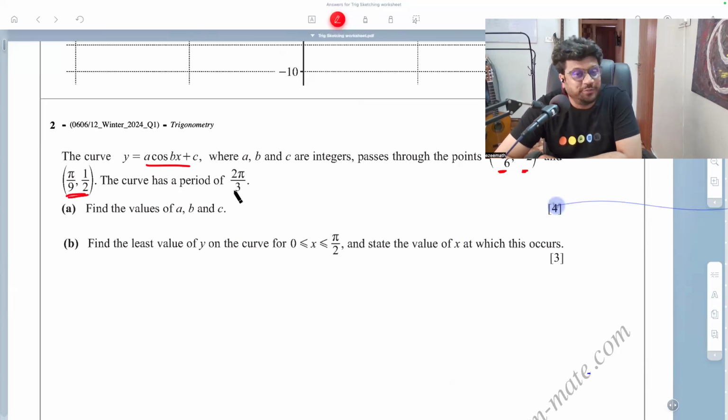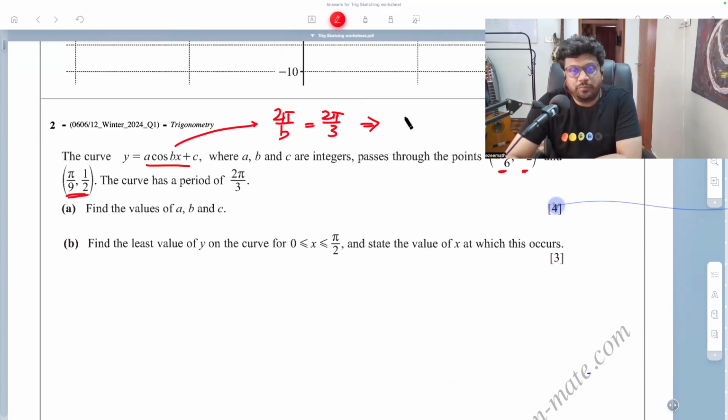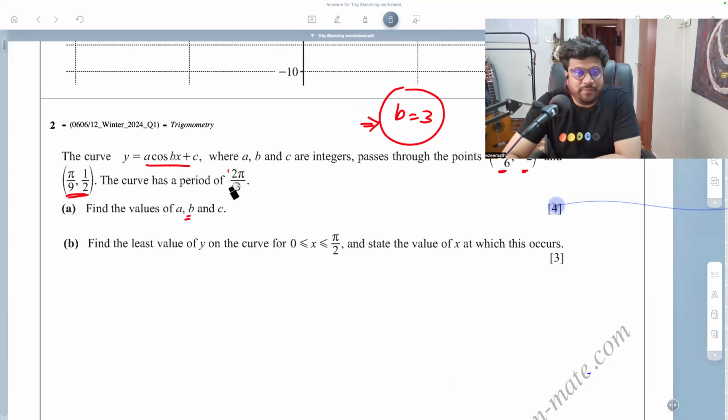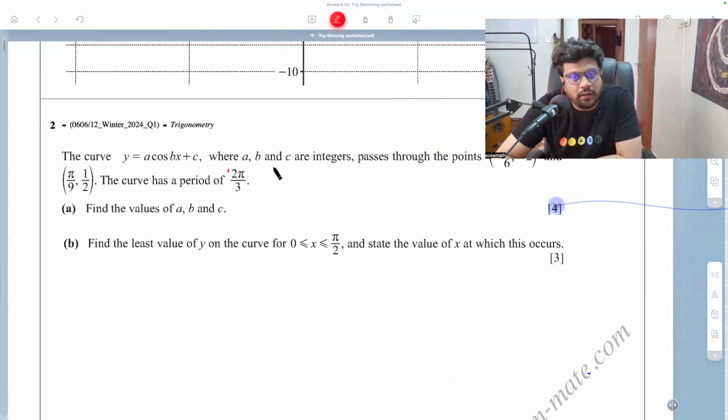Well, when the period is 2 pi by 3, and I know period is always given by 2 pi by b, in that case, 2 pi by b is equal to 2 pi by 3. b is 3 in there. Done. I get the value of b right away. It's 3 by simply comparing 2 pi by 3 with 2 pi by b. Again, let's see what else can be obtained. It passes through the points.